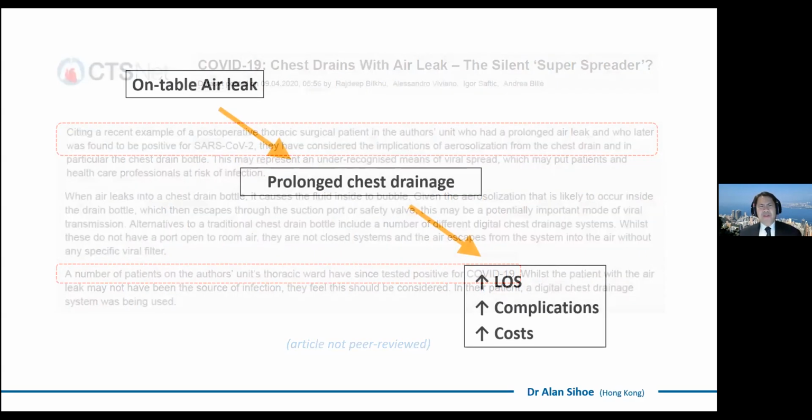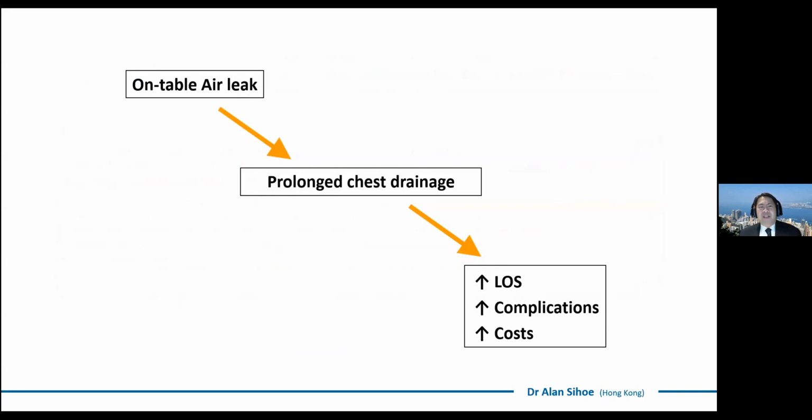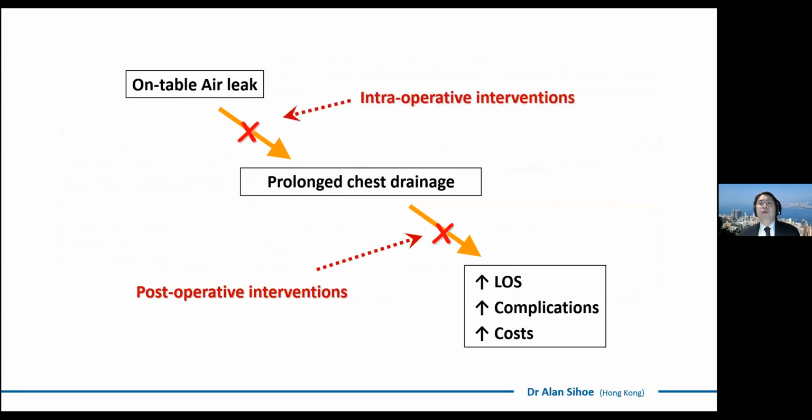Well, this is the way I see it. You have an air leak, you see it on table. If you don't do anything about it, once the patient goes back to the ward with a chest drain, you get prolonged chest drainage. And if you sit on that, eventually you will have increased length of stay, complications, increased costs, et cetera, which means that there are two opportunities for us to treat air leaks. One, you can treat it post-operatively when you see that you're having prolonged chest drainage, and do something then on the ward. Or the other opportunity is to do something intraoperatively. We all test for air leaks on table, and if you see something there, let's do something about it. So let's talk about these two stages separately.